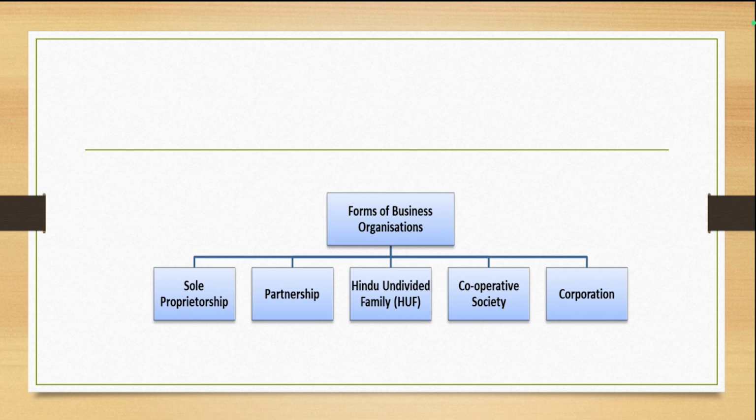Next form is Hindu Undivided Family, commonly known as HUF. In HUF, the eldest member of the family, called Karta, and other members help in running the business. Next one is Cooperative Society, where a group of persons form a cooperative society. And next one is company, commonly known as joint stock company.